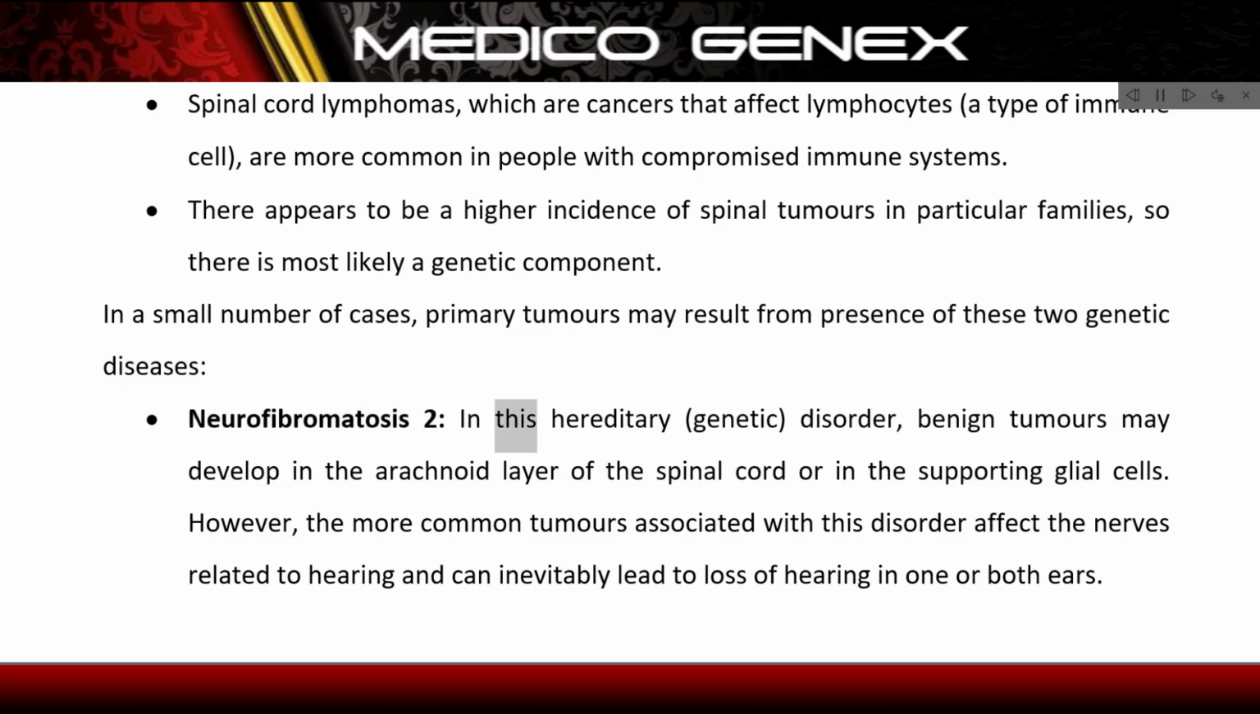Neurofibromatosis 2. In this hereditary, genetic disorder, benign tumors may develop in the arachnoid layer of the spinal cord or in the supporting glial cells. However, the more common tumors associated with this disorder affect the nerves related to hearing and can inevitably lead to loss of hearing in one or both ears.